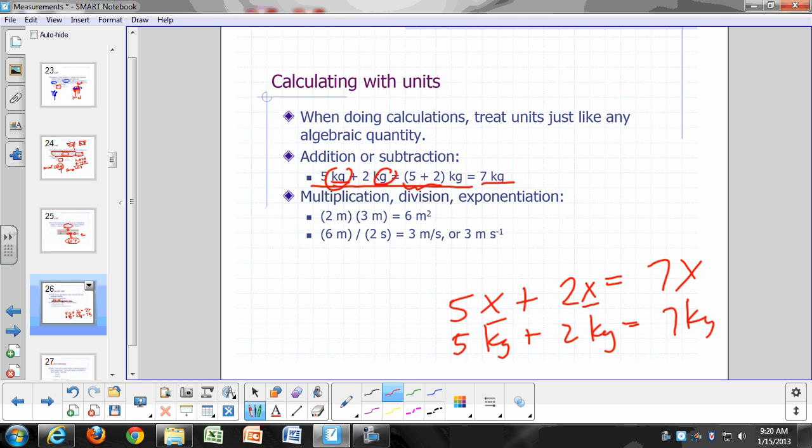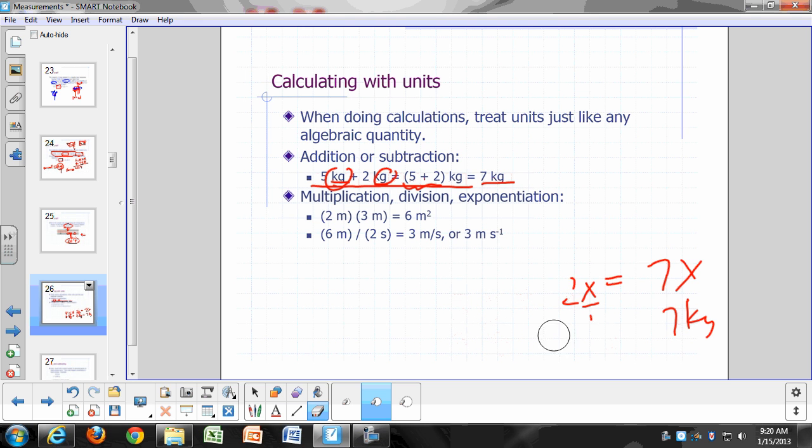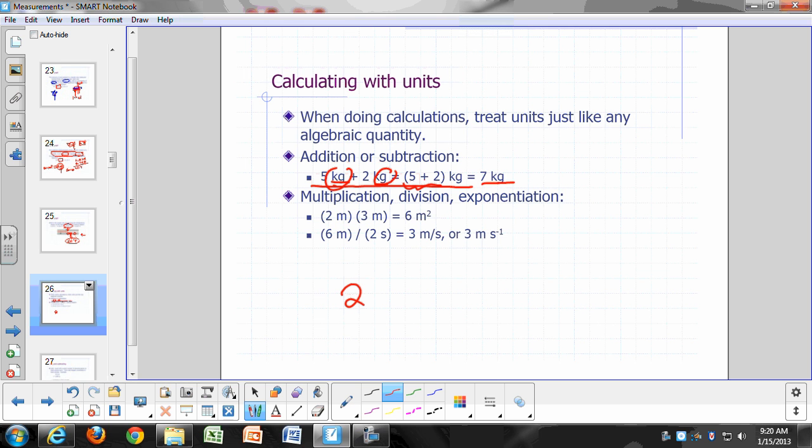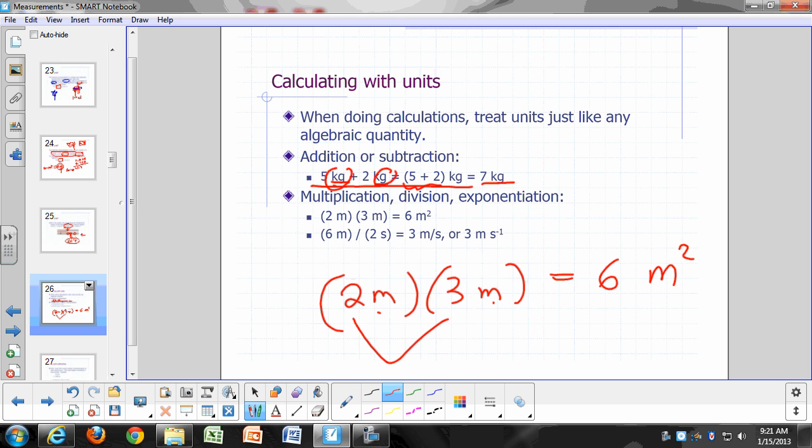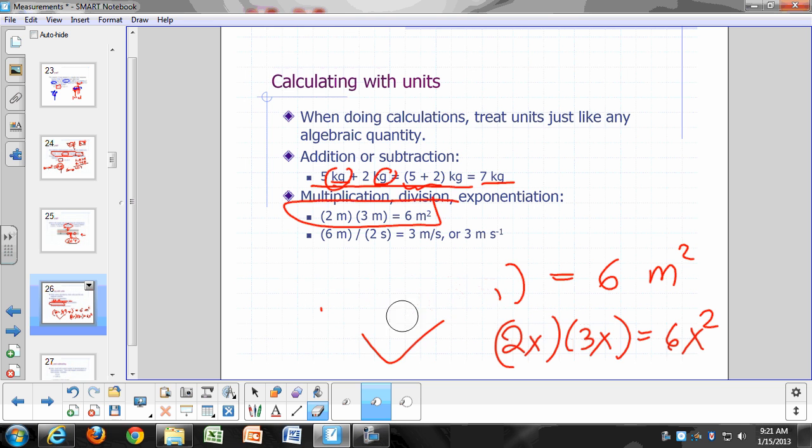Now, what happens if you multiply, divide, or raise to an exponent? Well, like I said, just treat it like any algebraic quantity. So if you have something like 2 meters times 3 meters, 2 times 3 is 6, and meters times meters is meters squared. So that's 6 meters squared. It's just like 2x times 3x in algebra. You'd say 2x times 3x is 6x squared.